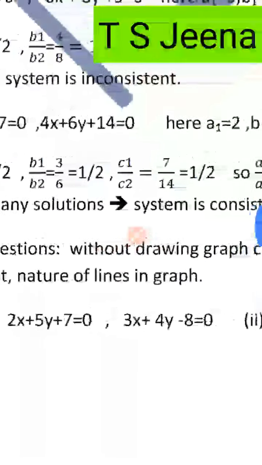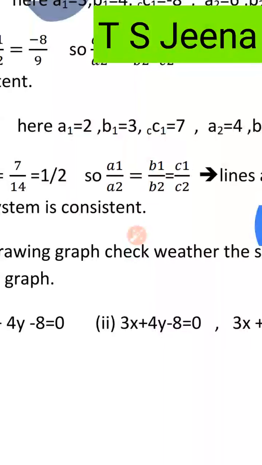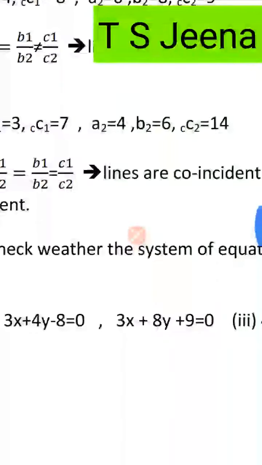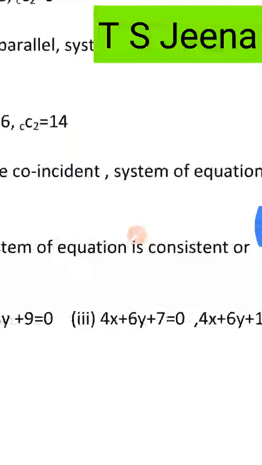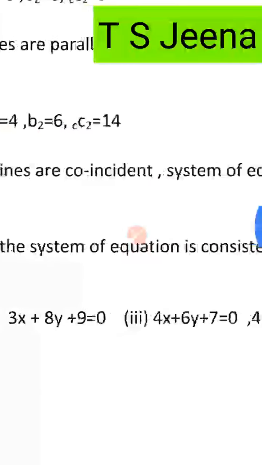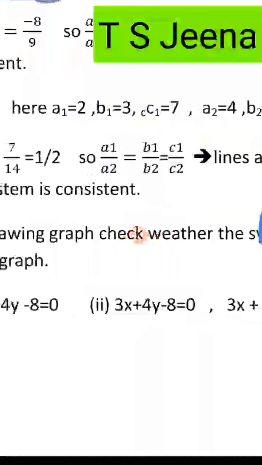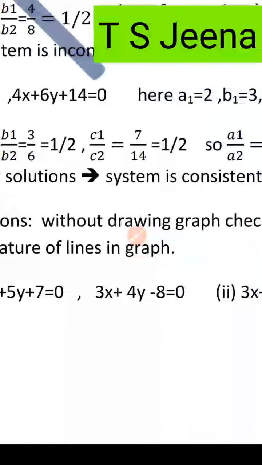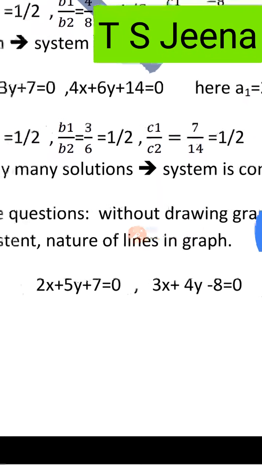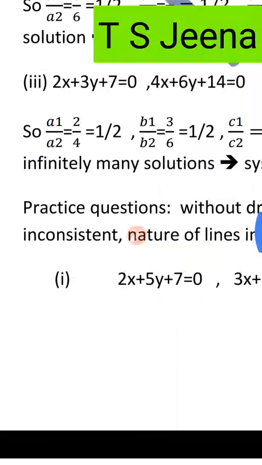Now here we are observing that a1 upon a2 is equal to b1 upon b2 is equal to c1 upon c2. All three are equal here, and I told that if all three are equal, then lines are coincident and the system of equations has infinitely many solutions and this system is also consistent. So this way you have to check the consistency of lines. I have given examples also, and every condition is verified here.